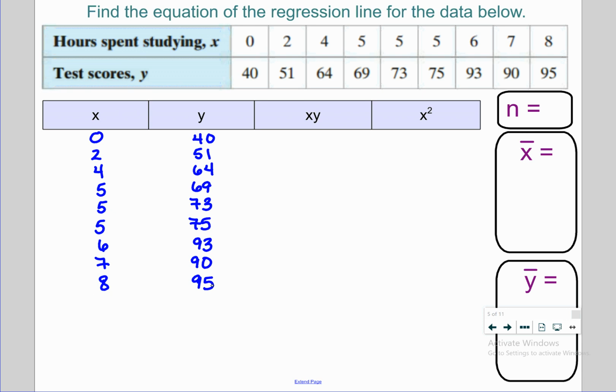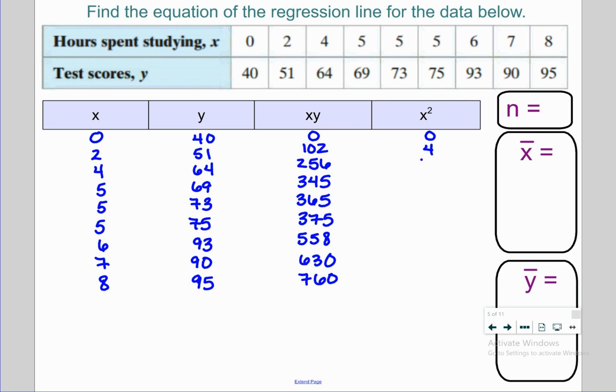All right, so x times y's, first one's going to be 0. Second one's going to be 102. 4 times 64, 256. 345. 365. 375. 558. 630. 760.